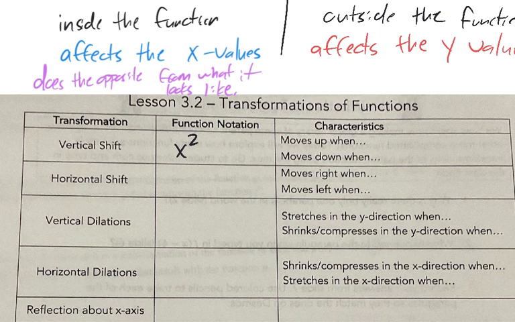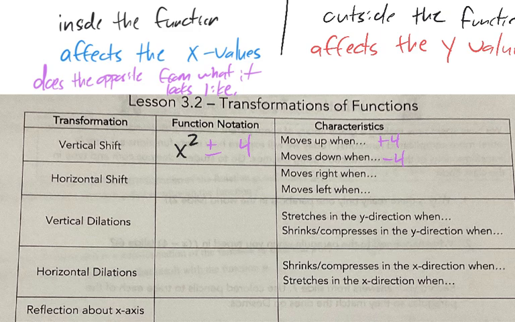That's right. So vertical shift. Vertical is which direction? Up and down. Up and down affects the y's, so it needs to be on the outside of the function. So it would look something like this. X squared plus or minus. I'm just going to put plus or minus. Is everybody okay with that? That means it could be plus 4, could be minus 4. Those are both vertical shifts. When would this one move the graph up? If it was plus 4. When would this move the graph down? Are you okay with that?